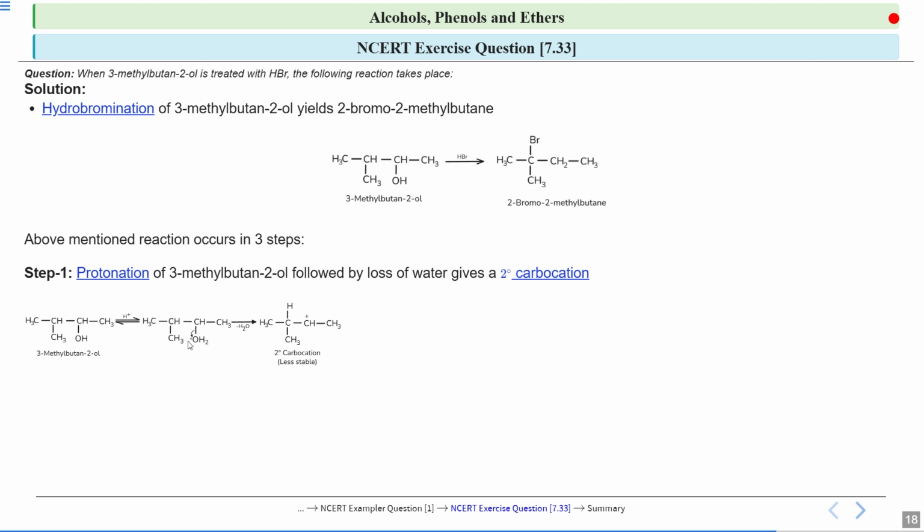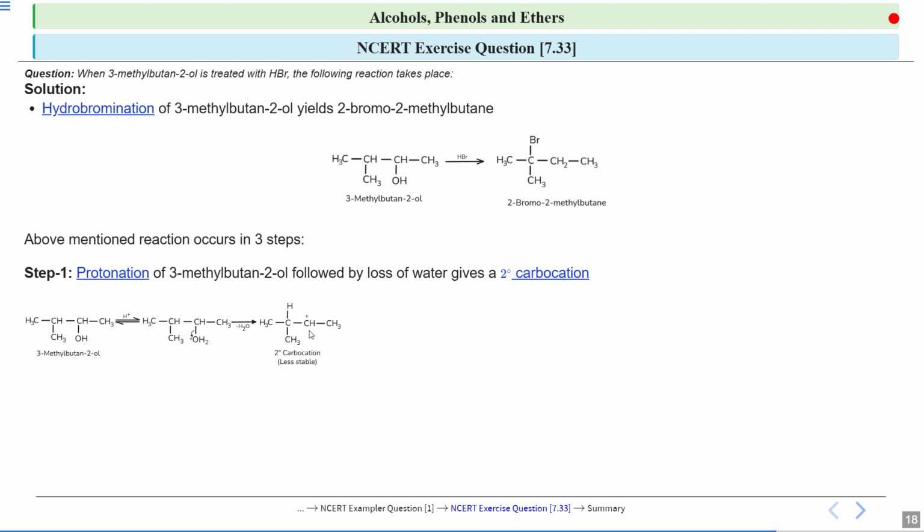So oxygen doesn't like the positive charge on itself. So what will happen? This group will leave from here and this carbon will now get a positive charge, because see here, carbon is forming only 1, 2 and 3 bonds. So this carbon will have a positive charge. So protonation is happening and after that protonation this OH2 group will leave from here. Okay, that is the loss of water, and this gives us a secondary carbocation, because this carbon is further attached to 2 carbons.